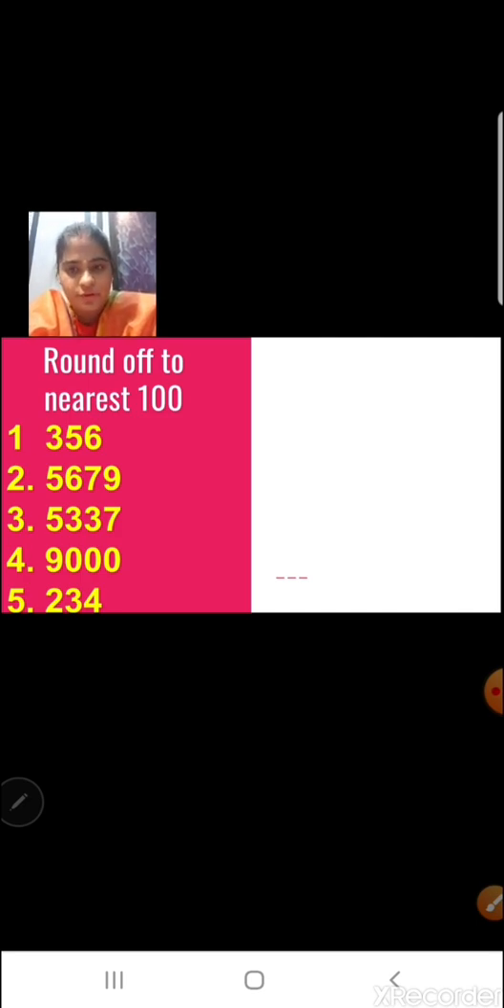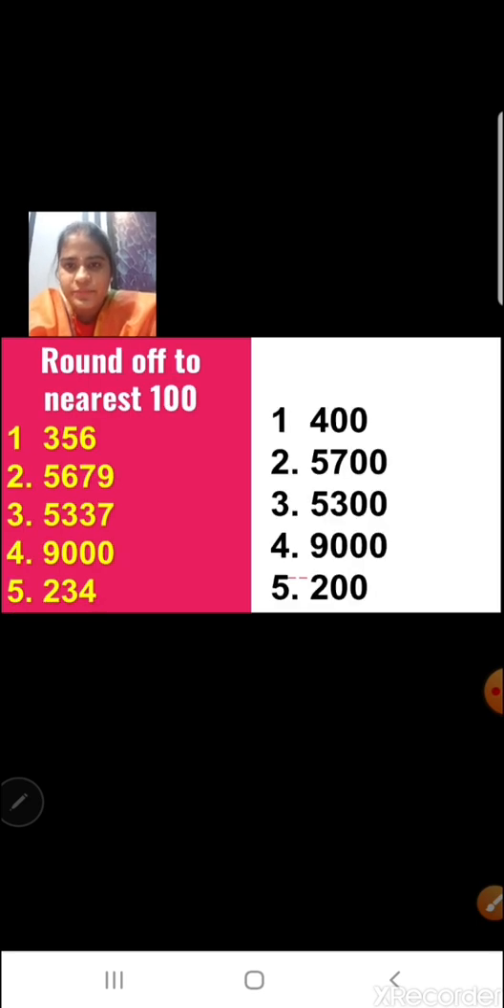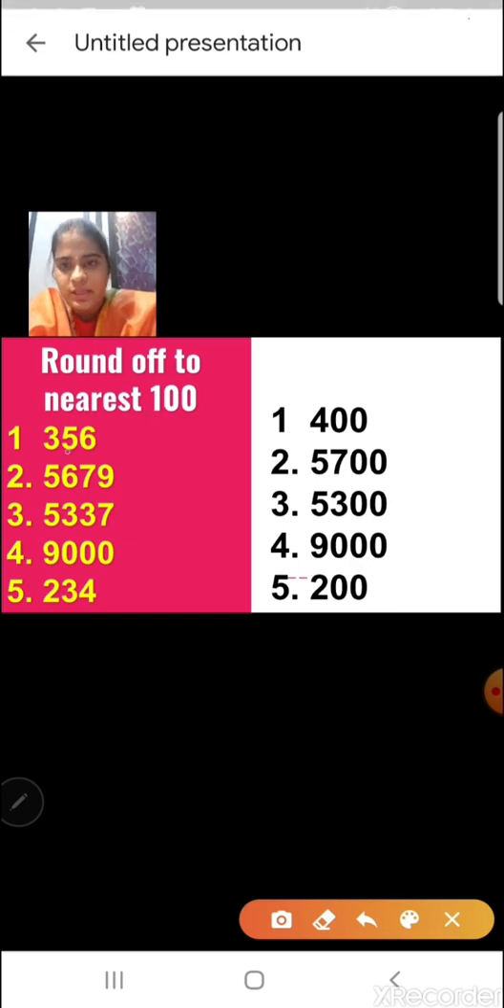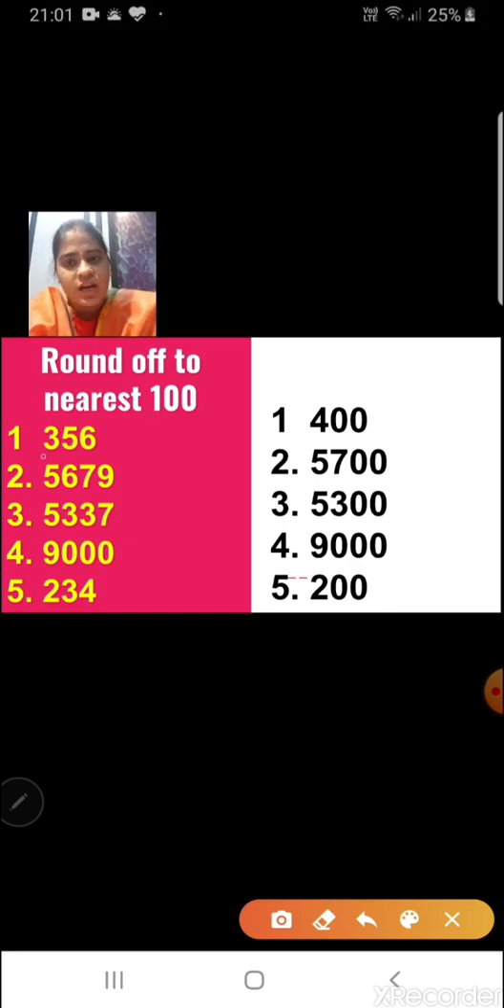I hope you have got all the answers. Please check it. The first one, if I round off to the nearest 100, 5 is in the tens place, so the hundreds place is going to change. 3 plus 1 is 4. My answer is 400. Next answer is 5700. Question number 3, answer number 3 is 5300. The hundreds place is not going to change because in the tens place we have 3. It's less than 5.